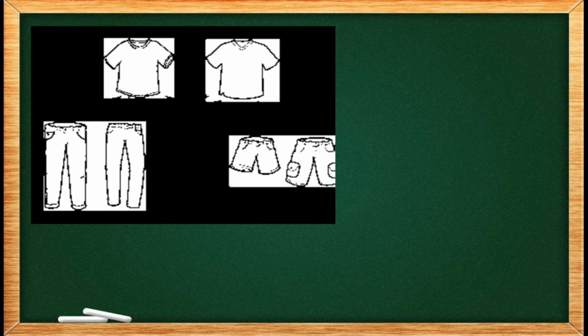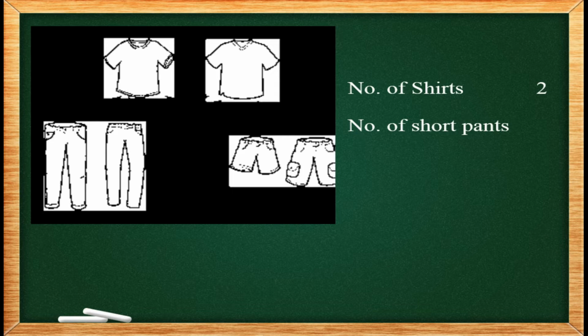Look at what we have here. We have shirts and pants. How many shirts do we have? There are 2. How about the short pants? There are 2 pairs. And long pants? We also have 2. So what is the issue here?